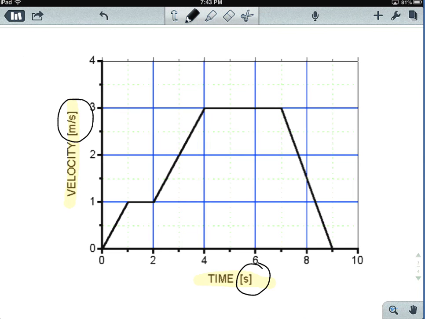Now, two things that we can do to this graph is we can find the slope of the line, and we can also find the area underneath the line. Now, if we really pay attention to our units, we'll see what happens when we do each of those things.